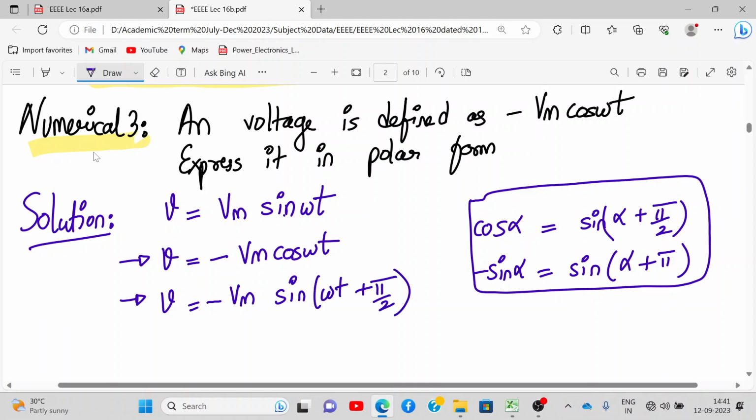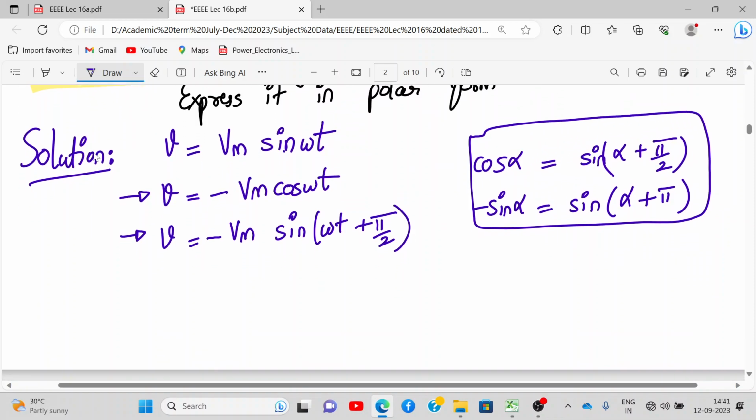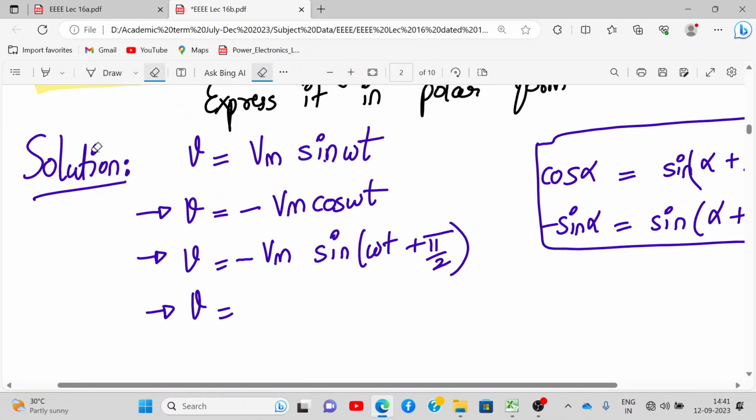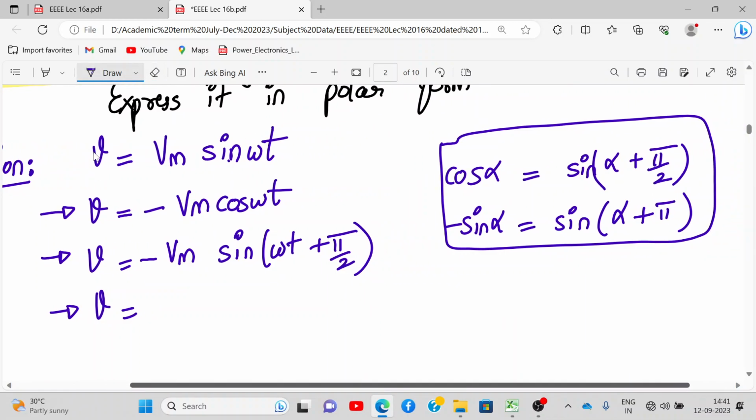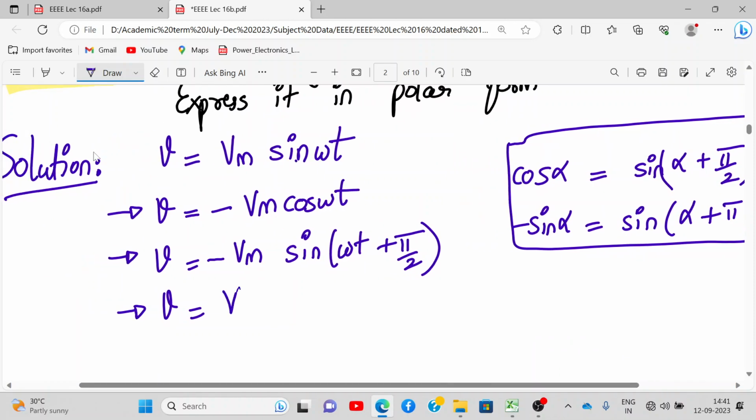Got it? And if you want to remove the sign, what is minus sin alpha? If I want to remove this sign, what will I do? Add another plus pi. Are you understanding? Now minus sin alpha will be sin alpha plus pi. So I'll add plus pi again. So it will be Vm sin omega t plus pi by 2. Did you understand?